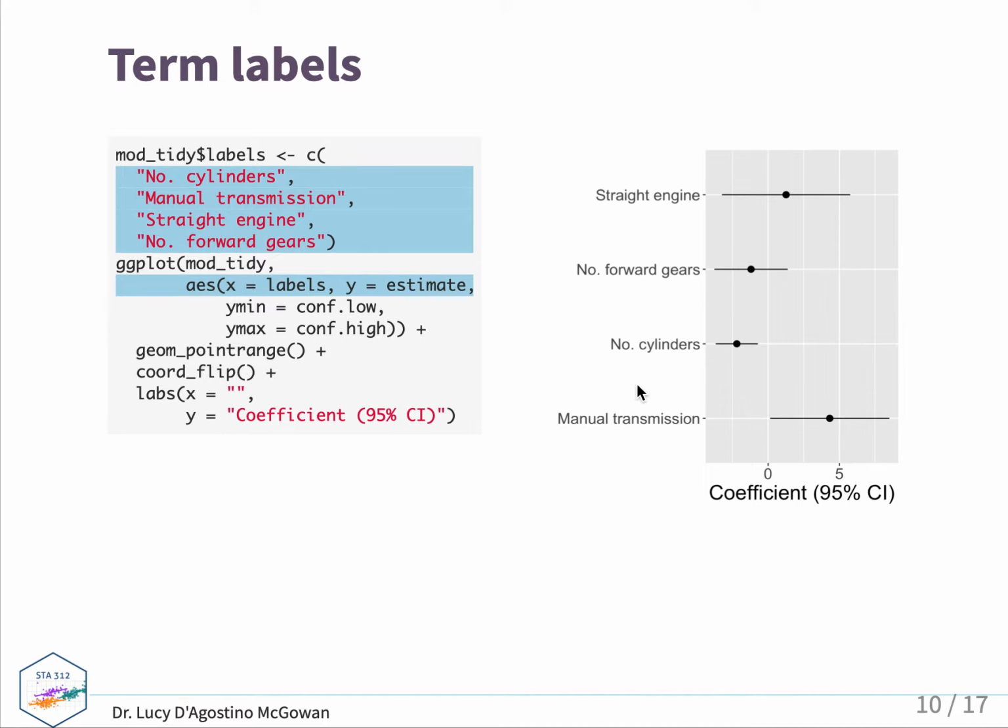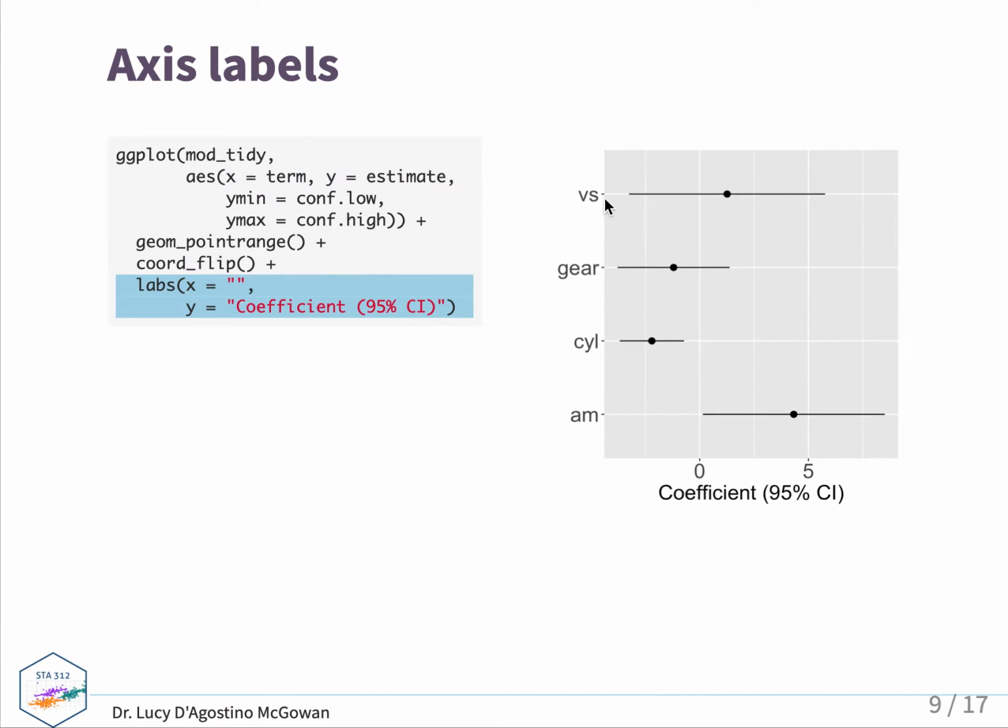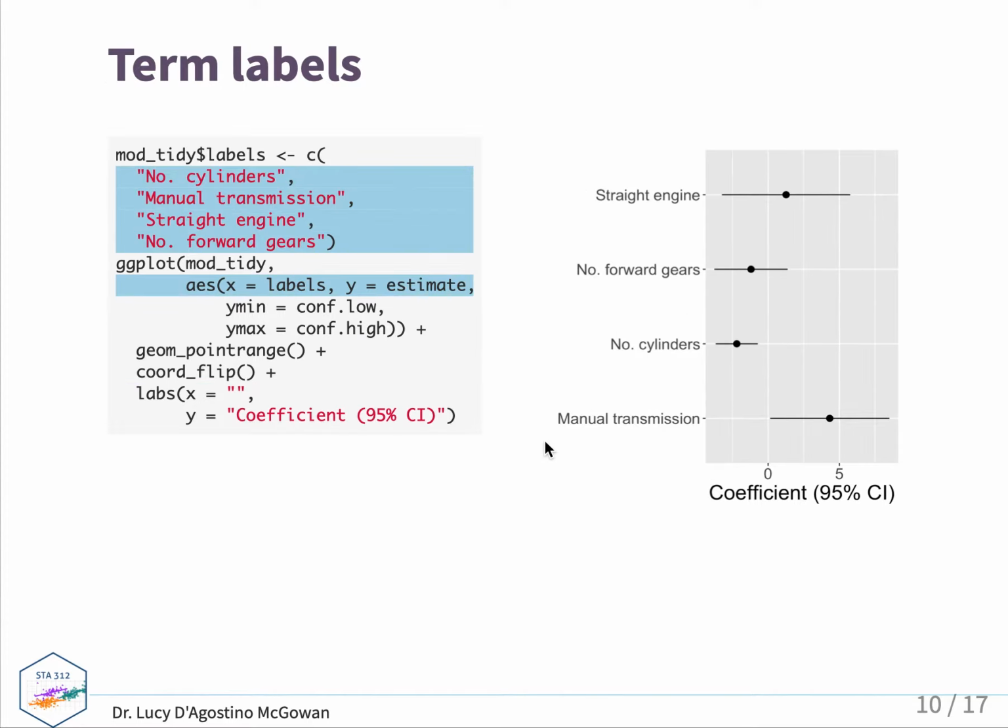All right, now instead of using these variable names like VS, gear, CYL, and AM, those are not intuitive, and a stakeholder likely doesn't know what those mean unless they're really familiar with my data set. And so I'm going to want to update those to actually be labels. What I'm doing here is updating the labels manually. There are several ways to do this that wouldn't be manual that I'm going to show you in just a second. But because there's only 4, I'm just doing it manually.